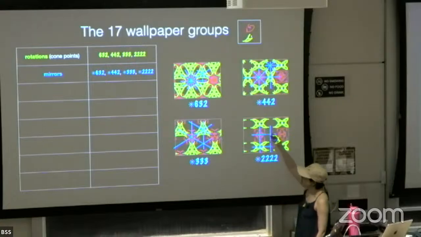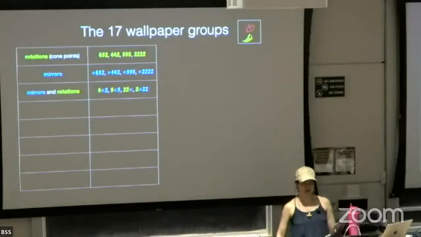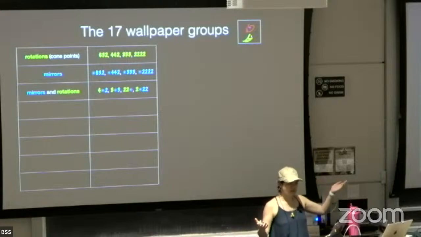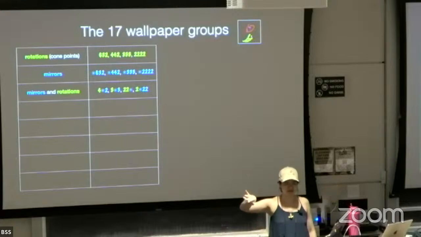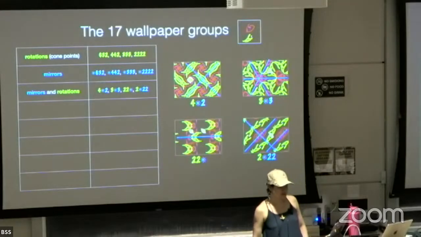We can also combine rotations and mirrors together. That gives us another set of 4 things: 4 star 2, 3 star 3, 2 2 star, and 2 star 2 2. The way you say these is you put the rotations first, and then as soon as mirrors come up, you say star, and then add all the mirrors in a row after that. So these are kind of fun patterns.